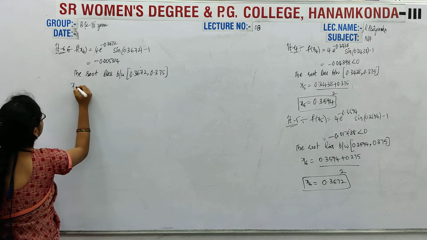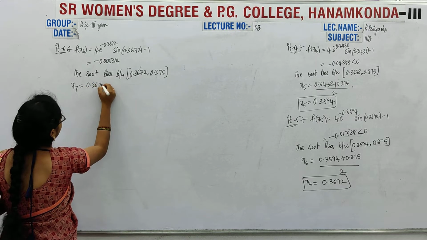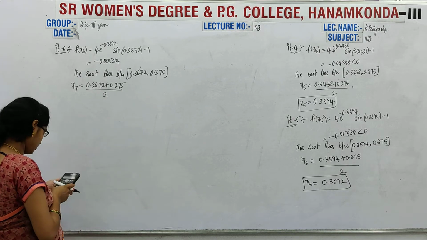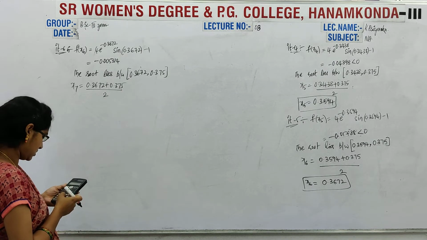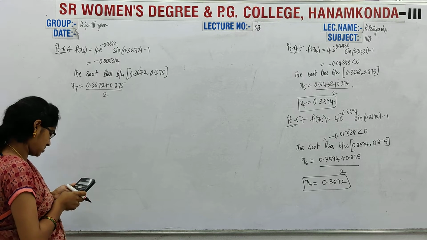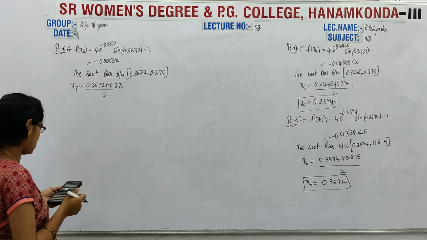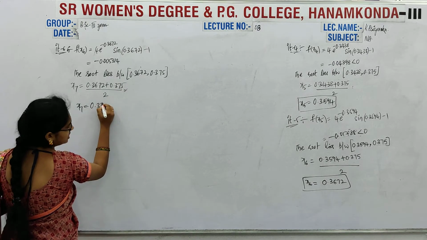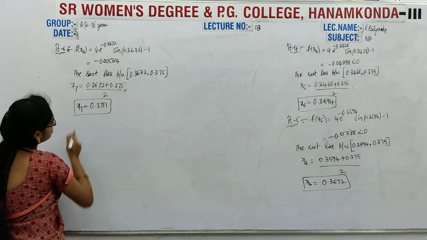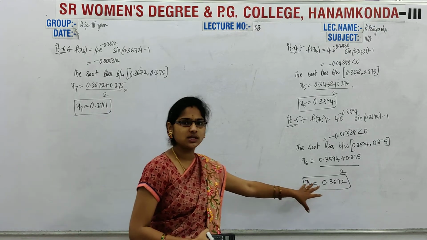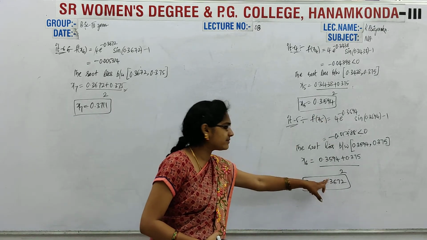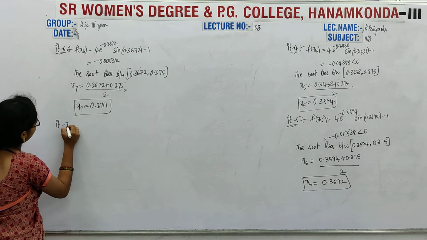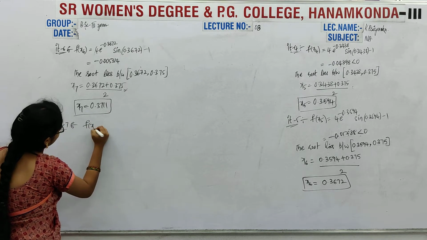Now calculate x7 plus 0.375 by 2. x7 equal to 0.3711. Okay. So again now the second digit is different. Here we have 5, here we have 6, here we have 7. So next again we have to go for the next iteration number 7. Now f of x7.